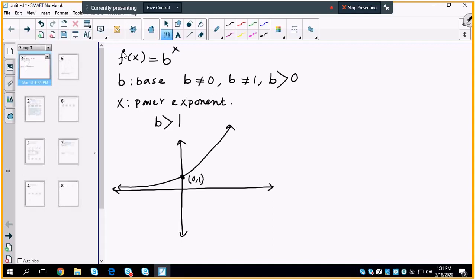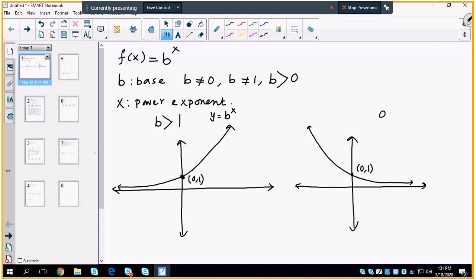So let's sum up all these properties for the exponential function. My function is y = b^x, and I'm thinking about the graph of the exponential function when the base b is greater than 1. The other situation, when the base is between 0 and 1, remember it cannot be 0 or 1, then the general graph will look like a reflection of the original graph of the exponential function along the y-axis. So remember, reflection doesn't change the point (0, 1). So it is still the same. And this time, as I said, the base of the exponential function is between 0 and 1.